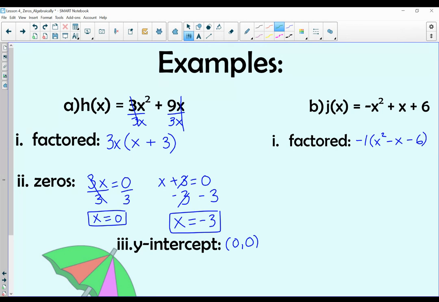But it's not solely a GCF because I'm not going to stop there. I'm going to factor this further using factor by grouping. So I'm going to multiply my a times my c value. I get -6. And I say, well, what are the factors of 6 that can give me a -1? Well, I have to use 3 and 2, where the 3 is negative and the 2 is positive. So this now becomes x squared minus 3x plus 2x minus 6. And then I just go for the grouping part.